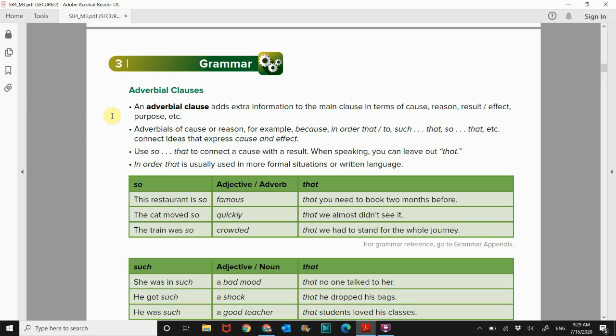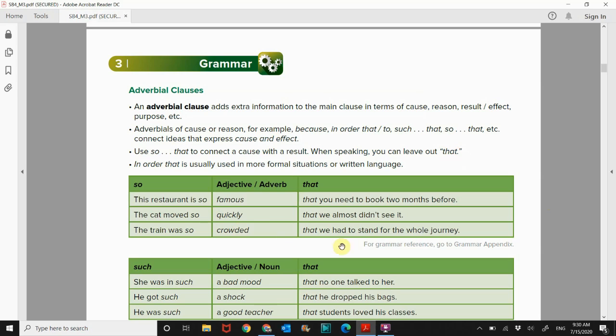Adverbials of cause or reason, for example, because, in order that, to, in order to, such that, so that, connect ideas that express cause and effect. Use so that to connect a cause with a result. When speaking, you can leave out that. That is correct. When you're speaking, you don't have to say that part. In order that is usually used in more formal situations or written language. Remember that written language should always be formal.